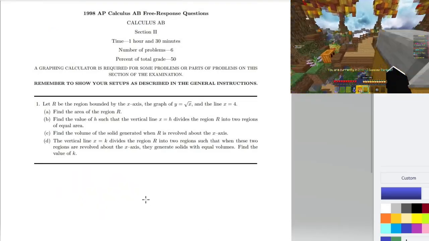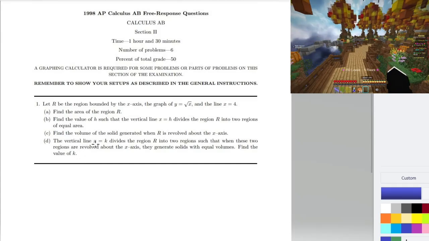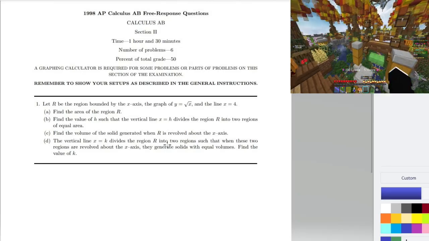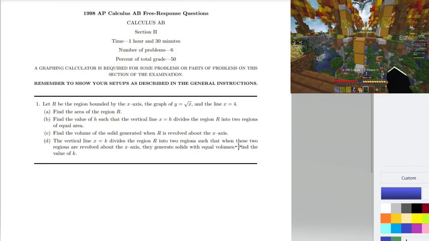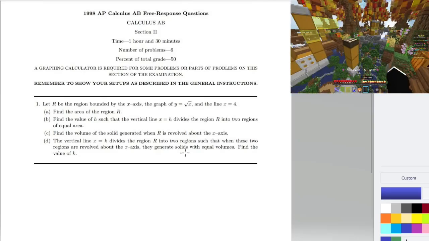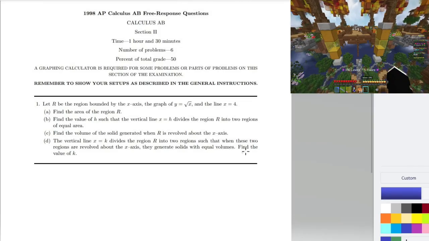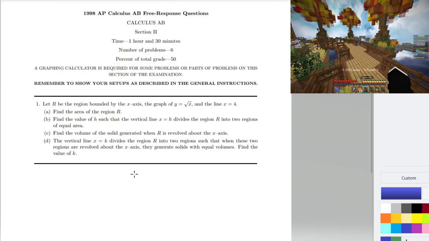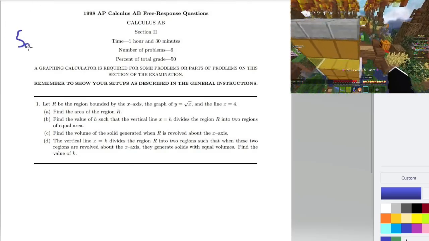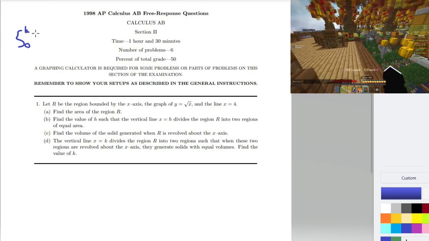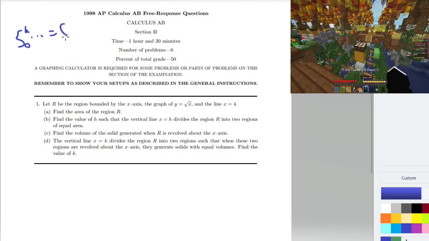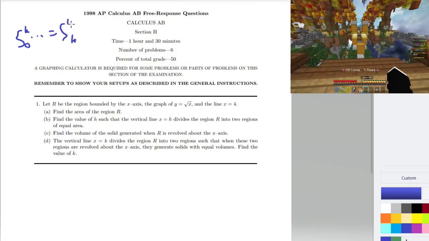Okay, part D asks us, the vertical line of x equals k divides the region R into 2 regions such that when these 2 regions are revolved about the x-axis, they generate solids with equal volumes. Find the value of k. This is another one where you can have this nasty integral, where you have 0 to k is equal to this other integral that's k to 4.